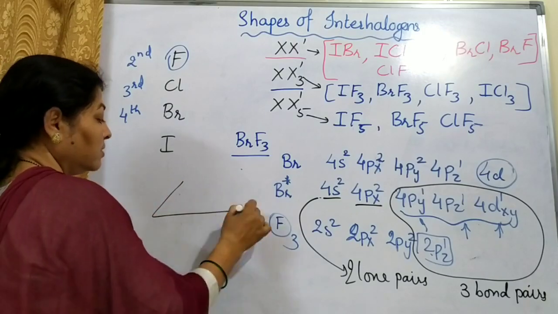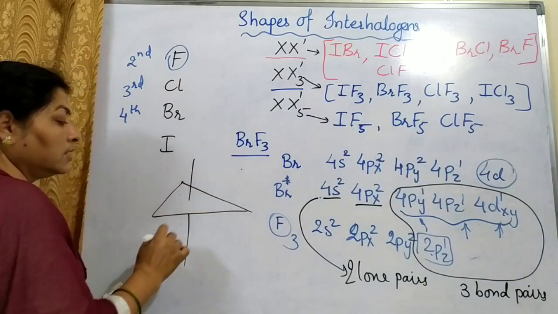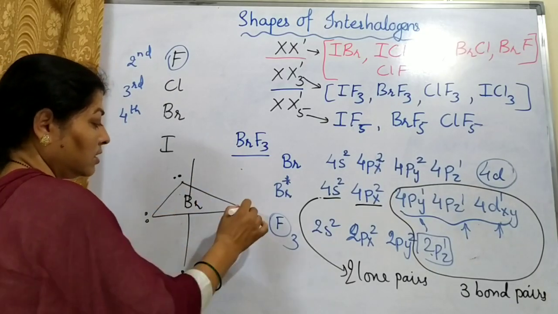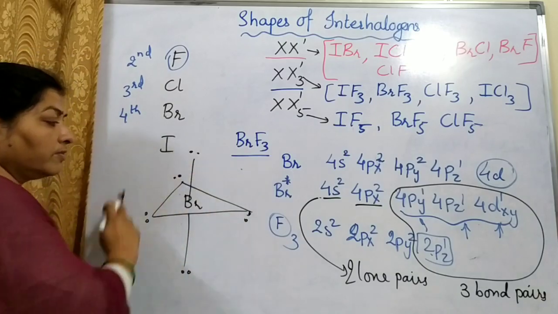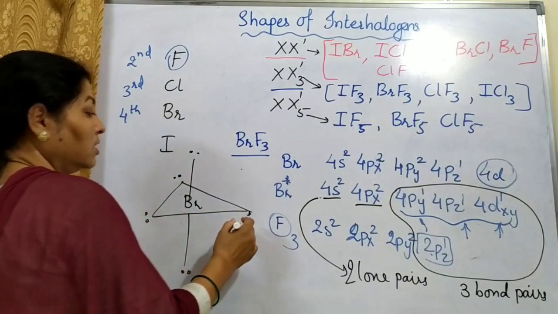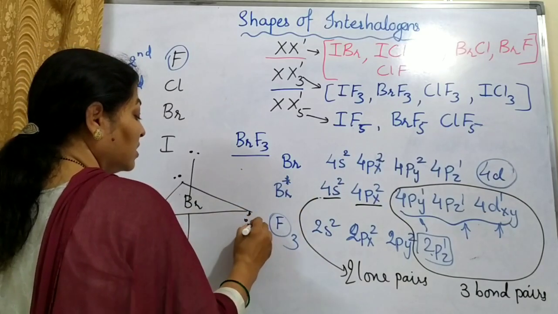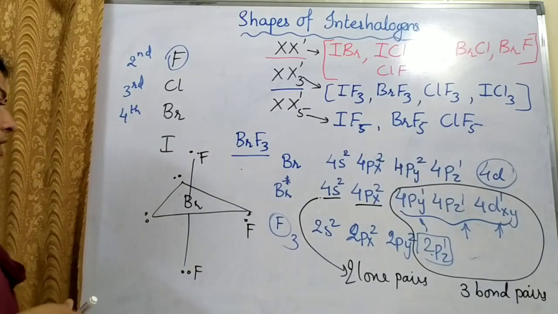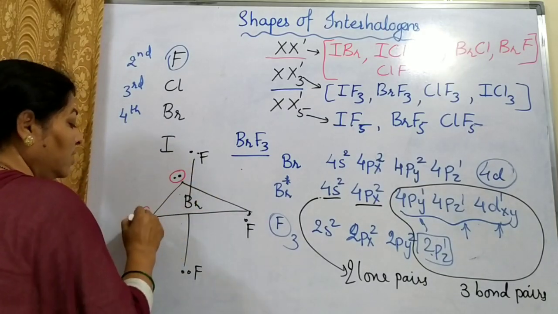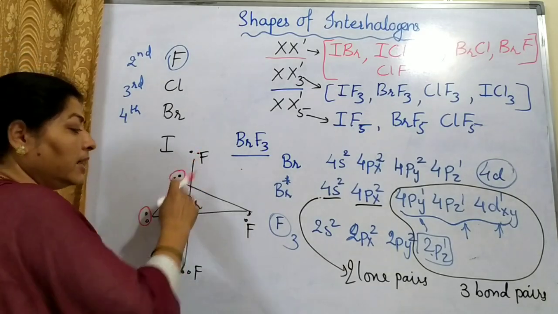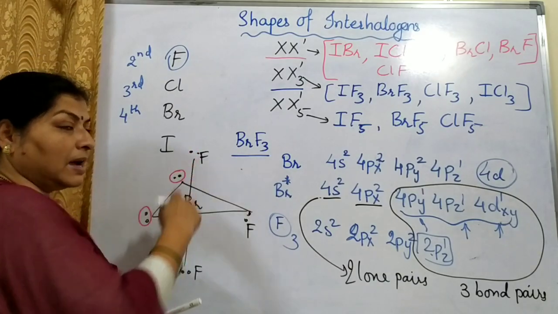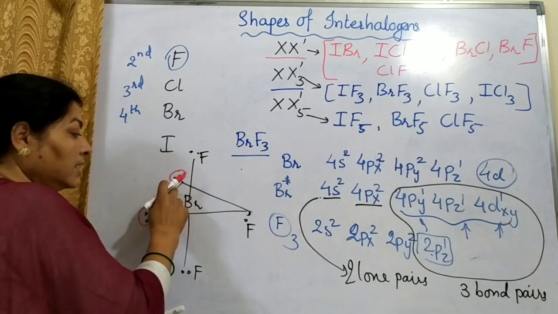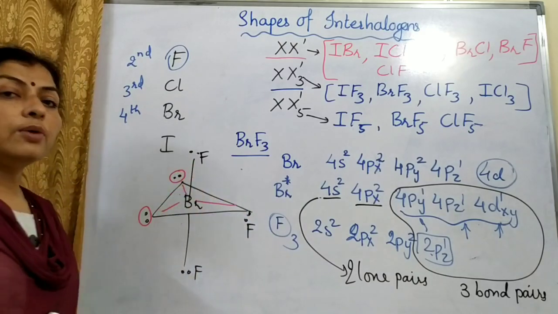It means that it should be something like this, with Br at the center, and out of these 5 pairs of electrons, 3 will be bond pairs and 2 will be lone pairs. So these 2 are lone pairs of electrons. Now, there are 2 types of positions in this shape, trigonal bipyramidal. These 2 are axial positions, and these 3 are equatorial positions.